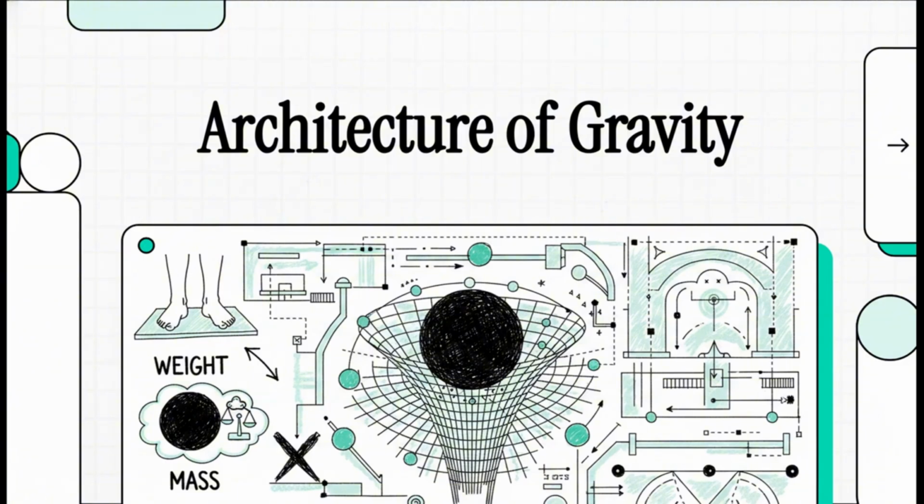Welcome to this explainer, where we are going to look at gravity not just as a basic force, but as this highly structured, invisible architectural system that literally shapes the entire cosmos. We're going to examine the blueprint of how mass interacts with space, and finally, once and for all, separate the physical experience of your weight from the absolute nature of your mass.